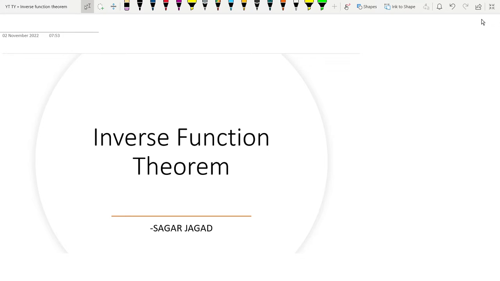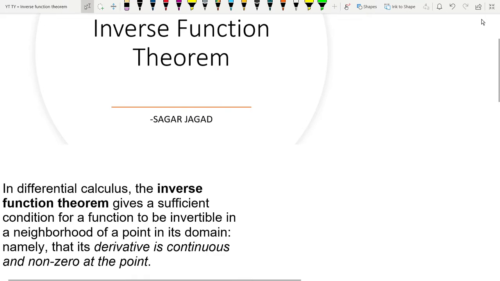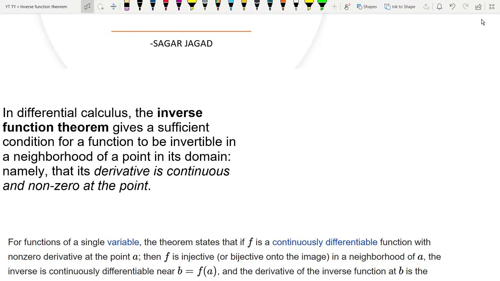In this video, we'll be discussing one of the most important and interesting topics in calculus, that is nothing but the inverse function theorem. Without wasting much time, let us just go to the theorem. What does this theorem do in calculus? This theorem tells you about when the inverse will exist.